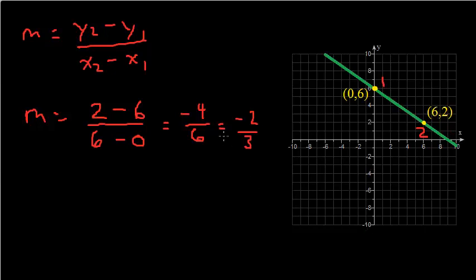Again, what this means is my change in y, I go down 2 in y for every 3 that I move in the positive direction for x. So if I go from this point down 2, I then go to the right 3 to get to the next point. Again, down 2 to the right 3, and I get to my next point.